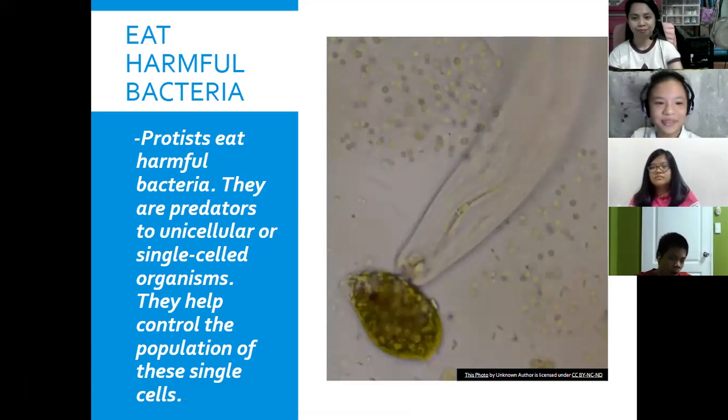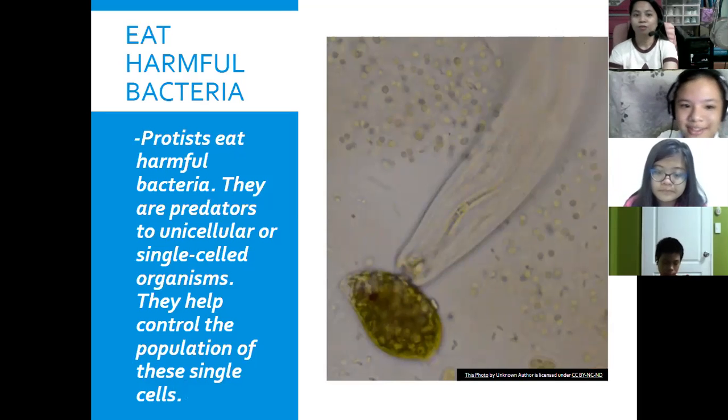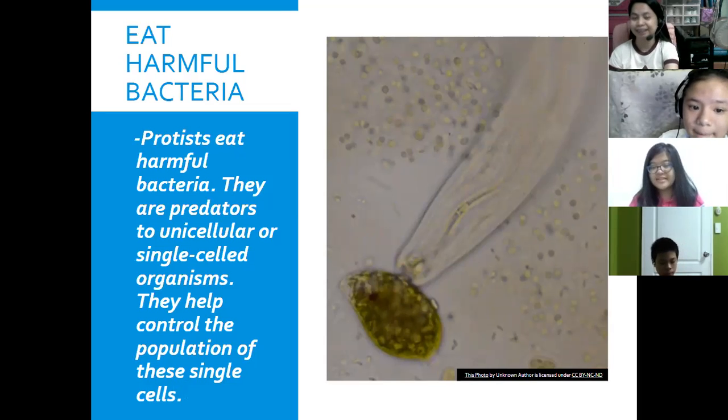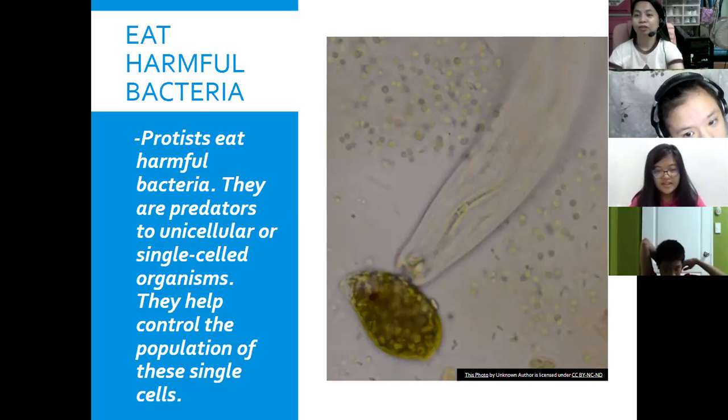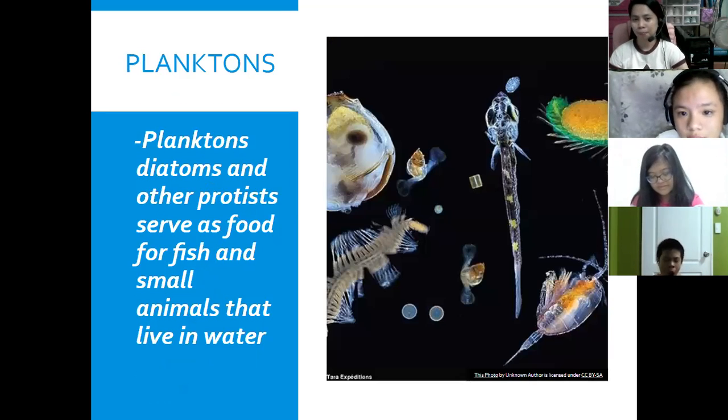Alright. The first use of protists is that protists eat harmful bacteria. They are predators to unicellular or single-celled organisms. They help control the population of these single cells. Okay, so these protists have other uses instead of just harming people or animals. They are even eating harmful bacteria in order for them not to what? Continuously grow and divide. Next.